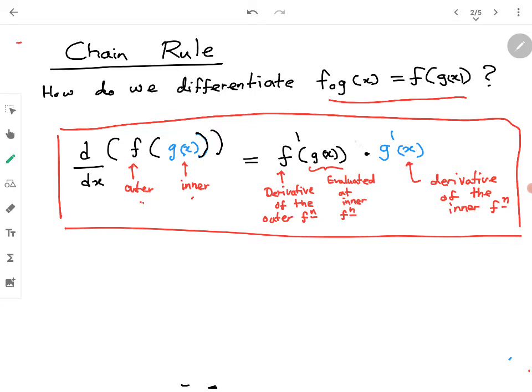So the first term depends on the outer function. So outer function is f. So the first term of this derivative expression depends on the outer function. So it's the derivative of the outer function evaluated at the inner function. So f prime. So the first term of the formula depends on the outer function, which is f, and you need to find the derivative of that outer function, evaluate it at the inner function, which is g.